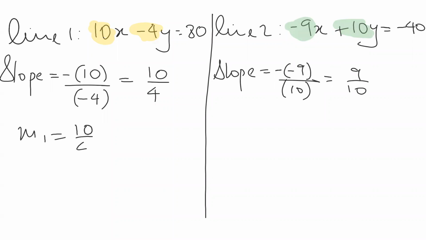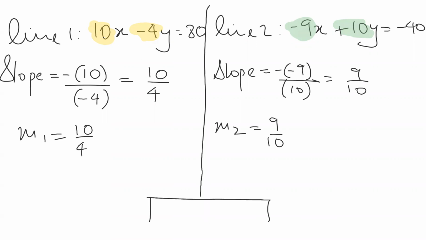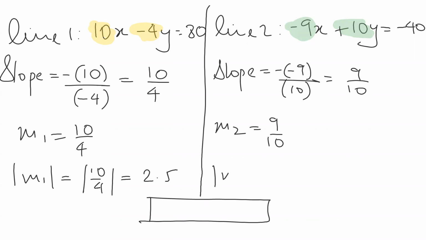m1 is equal to 10 upon 4. m2 is equal to 9 upon 10. Now recollect what I had asked you. I had asked you to calculate the modulus part of it. So modulus of m1 is 10 by 4, which is equal to 2.5, and modulus of m2 is 9 by 10, which is equal to 0.9. And just a quick recap, m1 and m2 are never to be calculated in decimals in this type of problems. But modulus of m1 and modulus of m2 we will calculate in decimals because you have to compare those values, right?